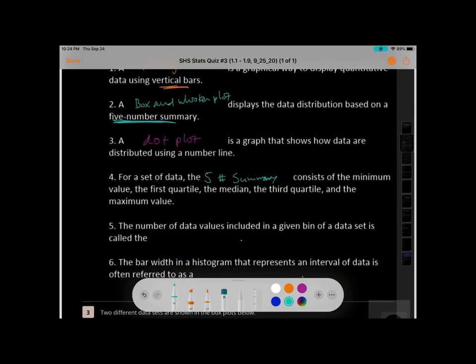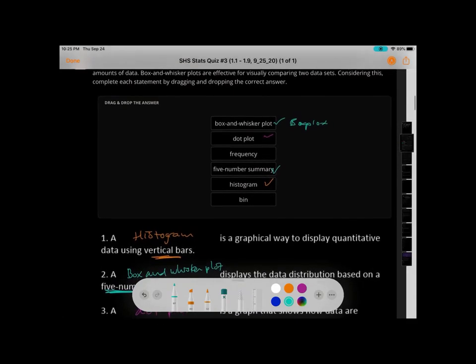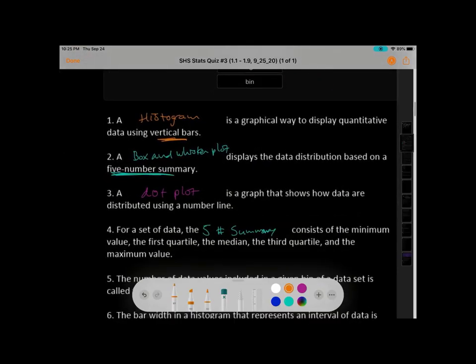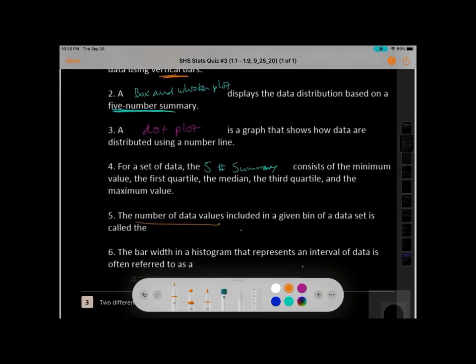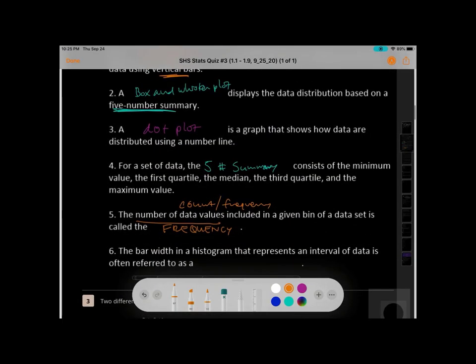The number of data values included in a given bin of a data set is called the number of data values. So you're counting. Count is a frequency. So frequency is your answer. And another hint why it's not bin: you wouldn't use the word in its definition.